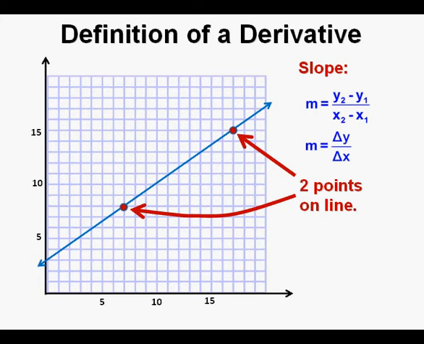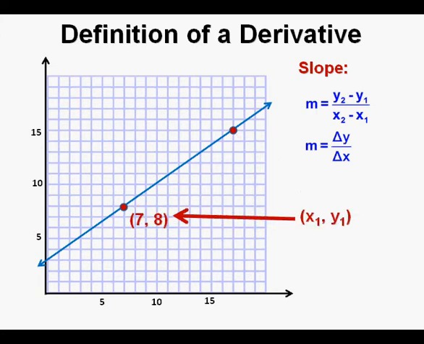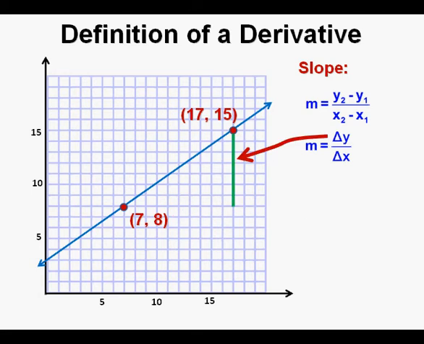I picked these 2 points shown with the arrows, but on a line, does it matter which 2 points we choose? No, it doesn't. The coordinates of the 2 points are 7, 8 for the first point, which we call x1, y1, and 17, 15 for the second point, which we call x2, y2. The change in y, or delta y, is going to be this distance represented by the green line segment, the difference of the top y value, which is 15, and the lower y value in our second point, 8. And this vertical distance, or difference, is 7.